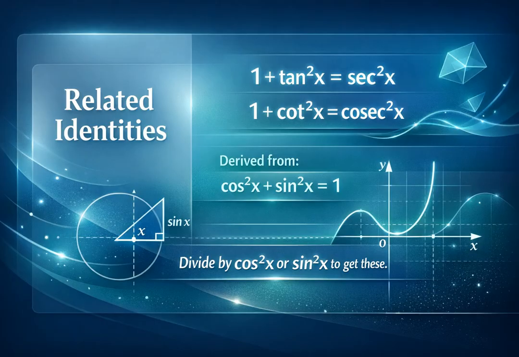Two important related identities are 1 plus tan squared x equals sec squared x, and 1 plus cot squared x equals cosec squared x. These are derived from the fundamental identity by dividing both sides by cos squared x or sine squared x, respectively. They're essential for solving trigonometric equations.